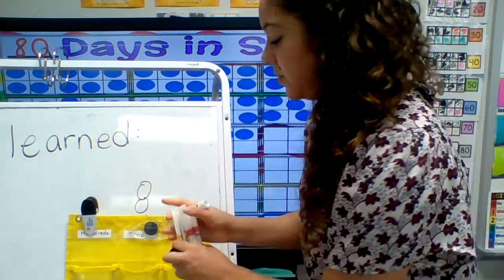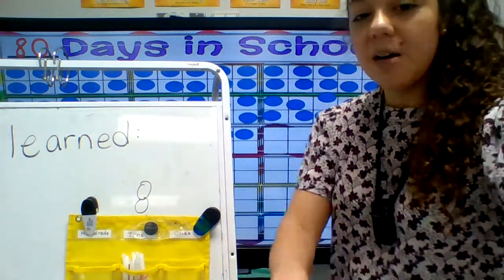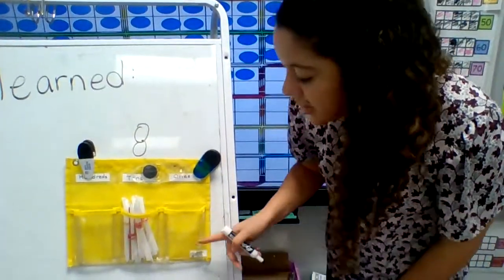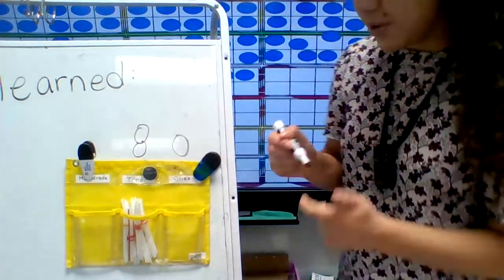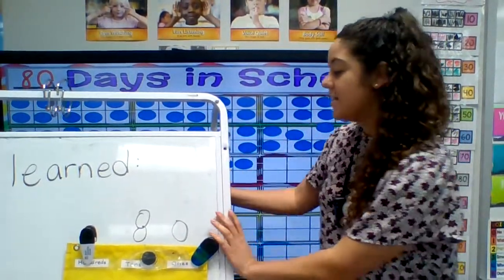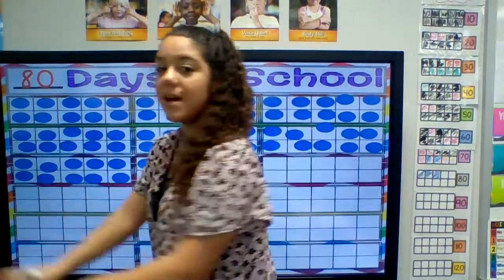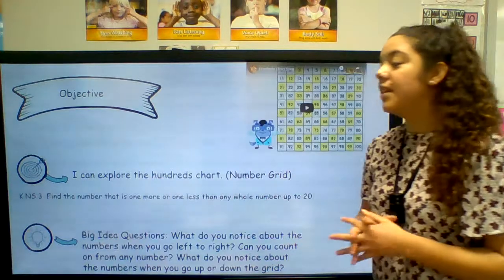Okay, we have 8 groups of 10 in the tens place. And how many straws do we have in the ones place? That's right, 0. Boys and girls, you have been in kindergarten for 80 days. That's a lot of days. Let's move this out of our way. Good, and let's move on.